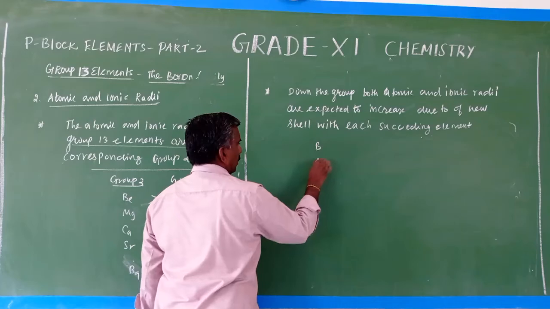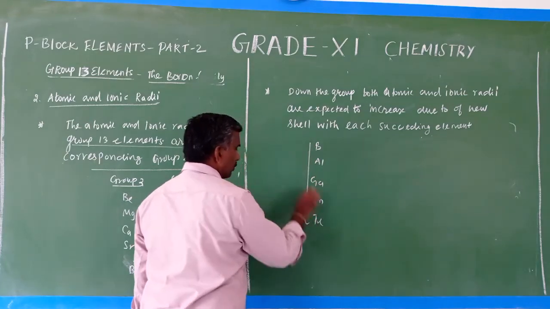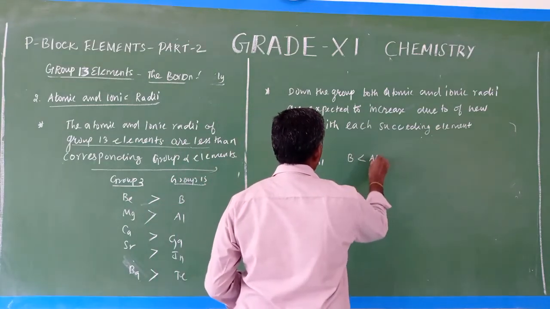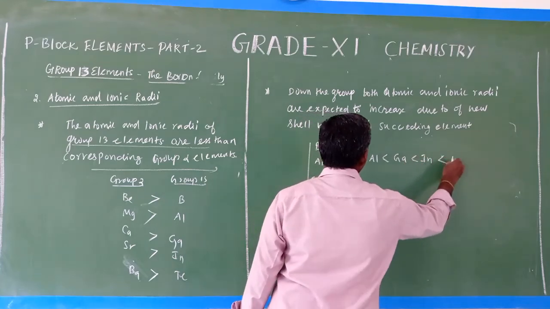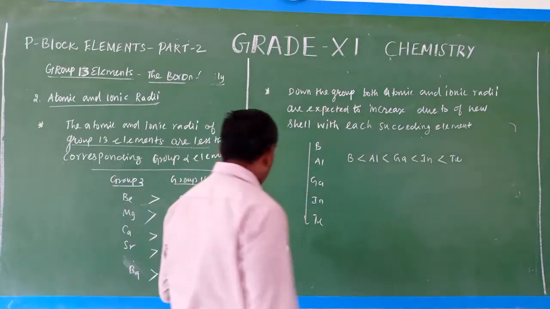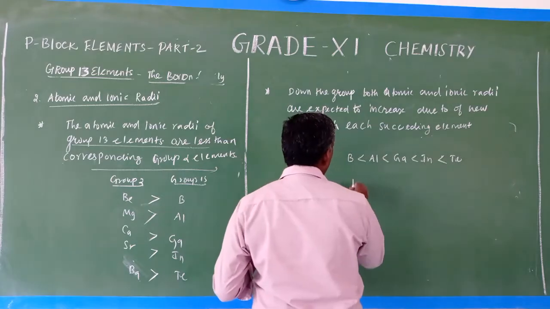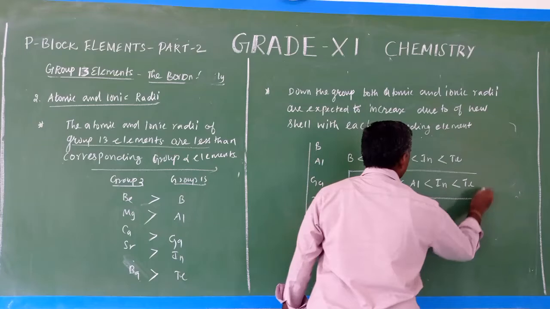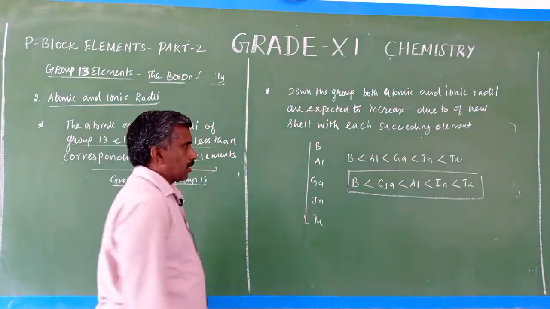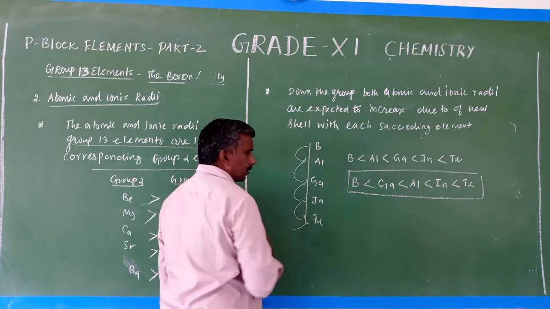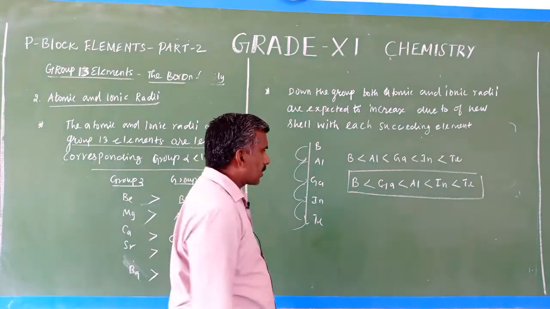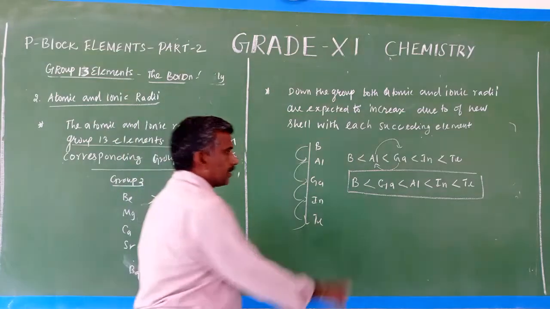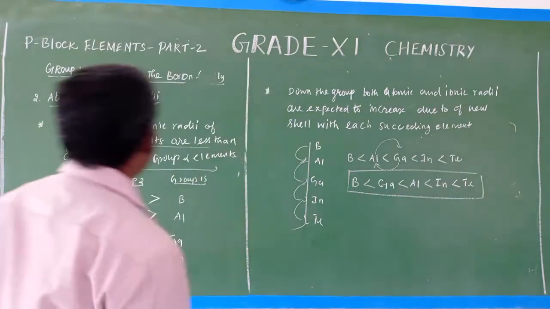In the group boron, aluminum, gallium, indium, thallium, going down the group the atomic and ionic radius should increase: boron to aluminum, aluminum to gallium, gallium to indium, indium to thallium. That would be correct. But actually aluminum has a greater radius than gallium. This is an anomalous nature. What is the reason? This is a very important point.